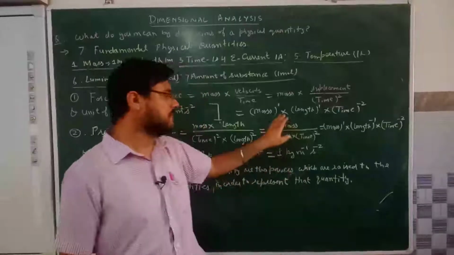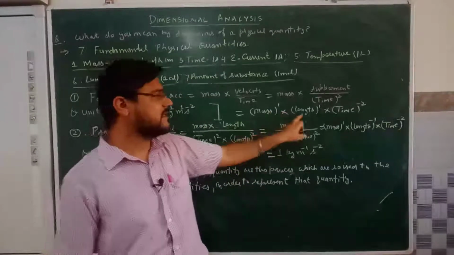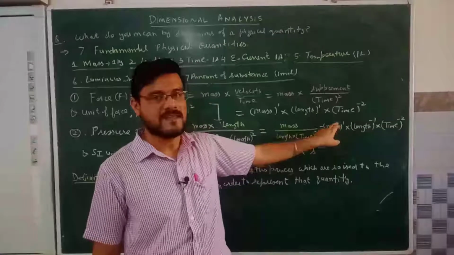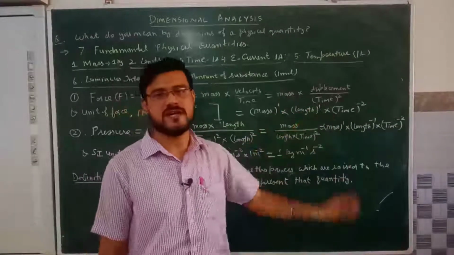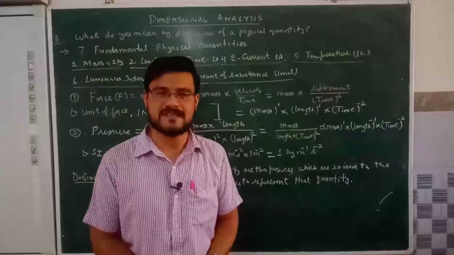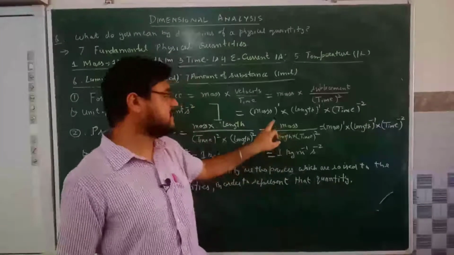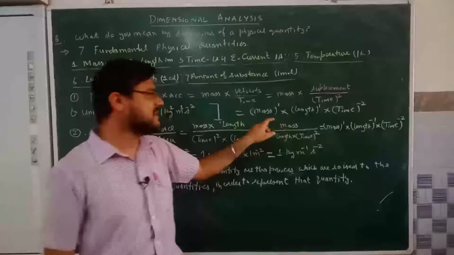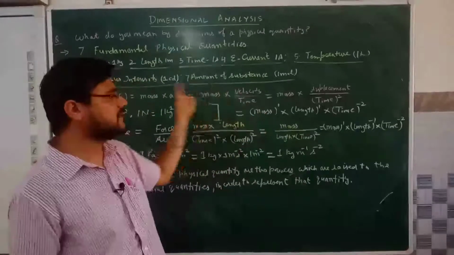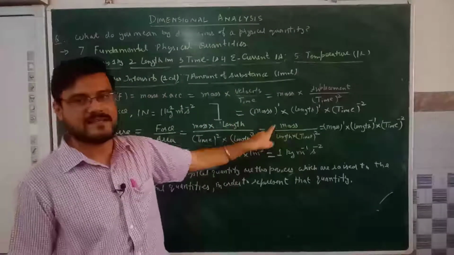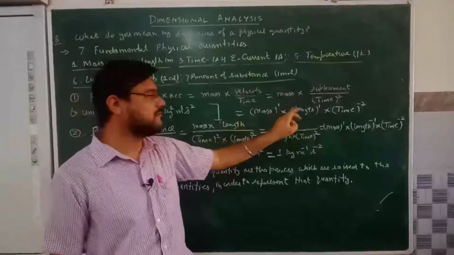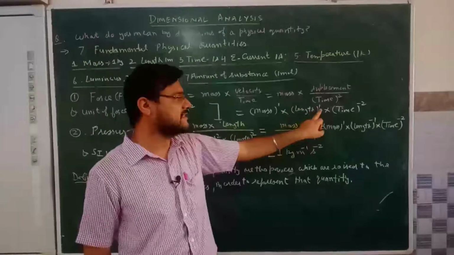Second point, we also observe that each fundamental quantity is raised to some power. These powers are actually called the dimensions of the physical quantities. And how do we pronounce it? The pronunciation for this is that the dimension of the force in terms of mass is 1. Dimension of the force in terms of length is 1.